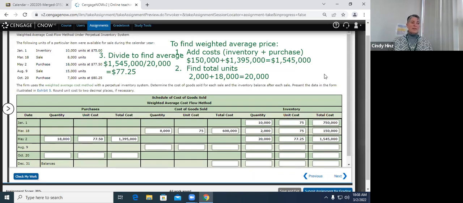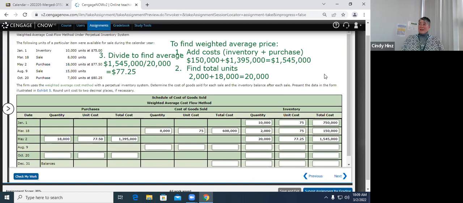Everybody okay with the steps we followed to find that average? Just make sure you're not averaging the prices together. So in our records, we are now showing that every single unit we have, whether it was in beginning inventory or a new purchase, every single unit now has a value of $77.25.